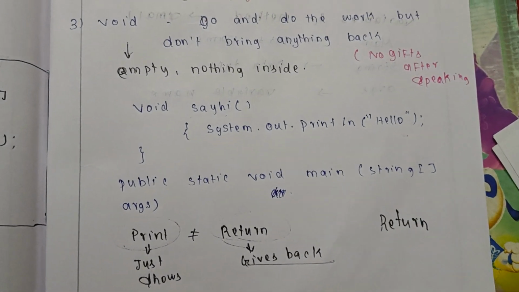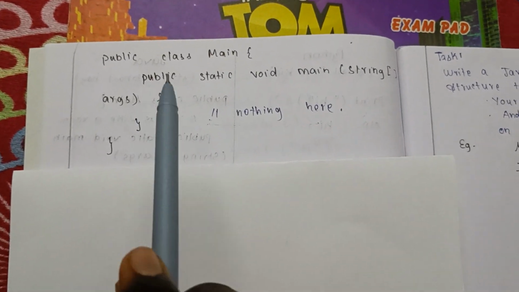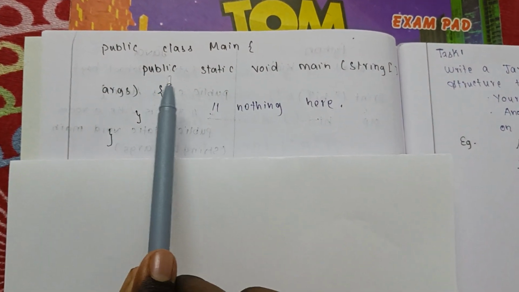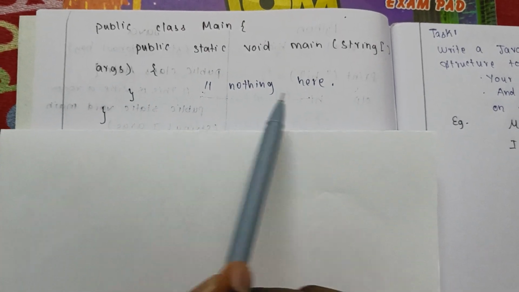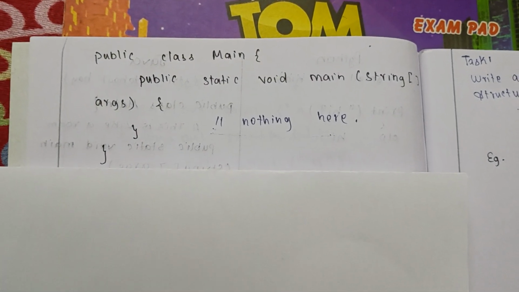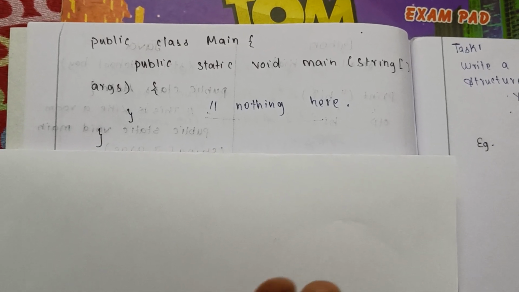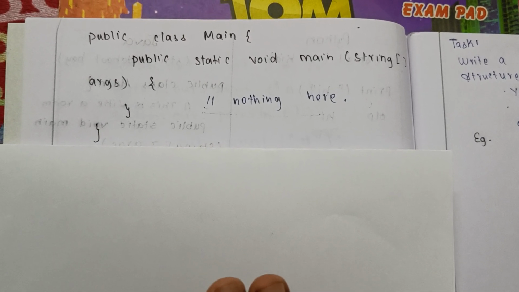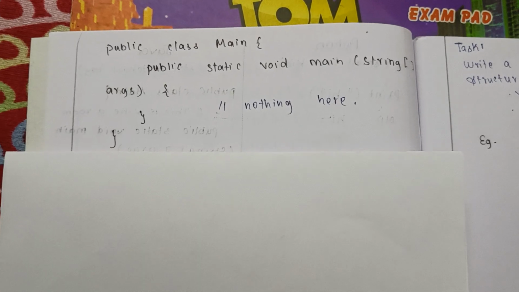I'm going to give you one question. See this program: public class Main, public static void main String, and I have printed nothing here. So what is my output? Can you tell me? If you understood the word void, you can tell the correct answer. You can test yourself to see whether you understand this word.